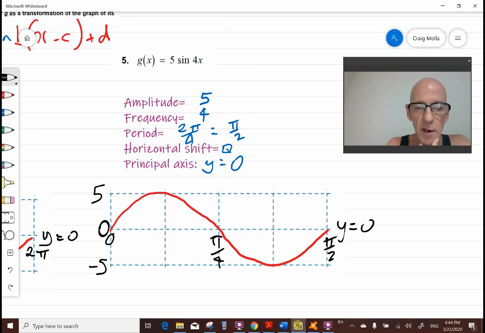And between 0 and pi on 4, in the middle here, is half of that distance. So half of pi on 4 is pi on 8. Now this is 0, 1 pi on 8, 2 pi on 8. This will be 3 pi on 8. And 4 pi on 8 or pi on 2.